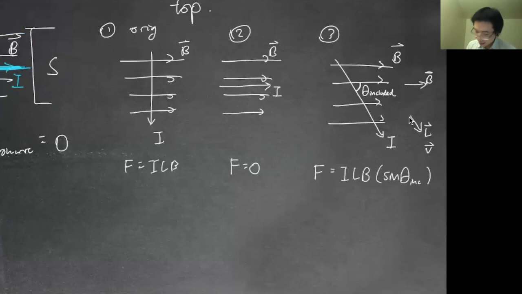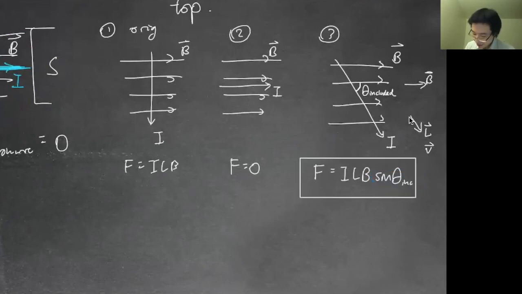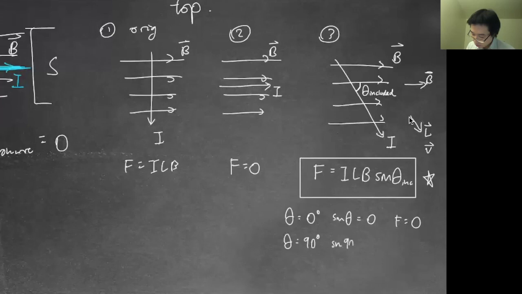In some sense, this is the more general formula for all three cases, because if theta is 0 degrees, that means they're parallel. So sine theta is going to be 0, right? So the force is going to be 0. So this one formula here, I'll put a star next to it, encapsulates all three cases. If theta is 90 degrees, then sine 90 degrees is 1. So the force, the magnitude, is ILB, which is the first case. And if theta is somewhere in between, then you have the in-between case. This is basically someone who did the job of resolving the vectors for you and then got this formula. So it nicely encapsulates all the cases.